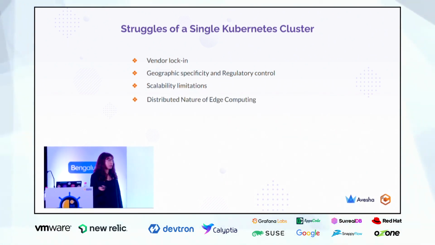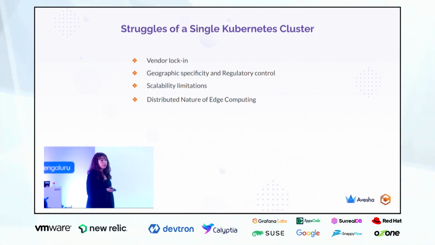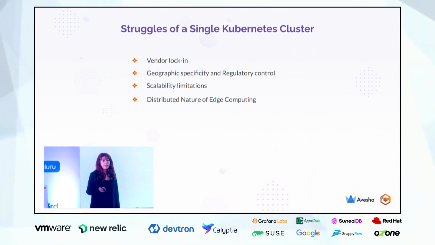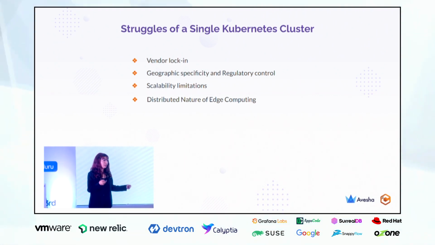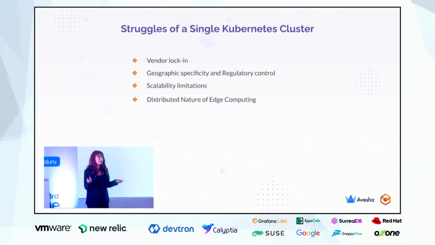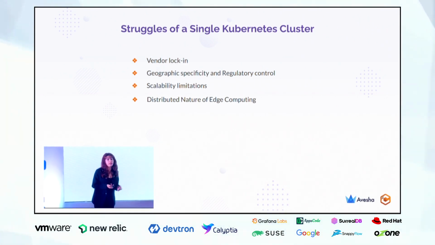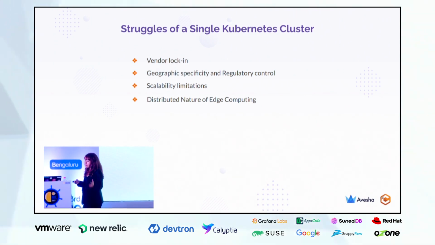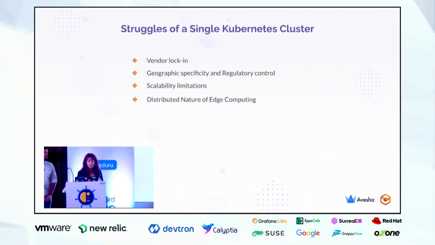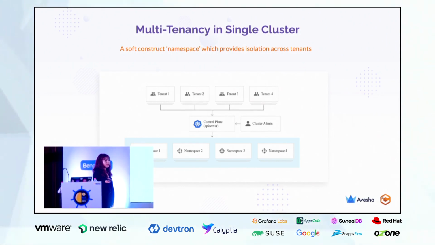And the distributed nature of edge computing. In edge computing, a local cluster plays a key role, where the local cluster processes the data and sends it to a remote cluster, and the remote cluster further processes it, analyzes it, and stores it, right? And if that remote cluster is a single Kubernetes cluster, then there would be chances of network congestion, latency, and so on.